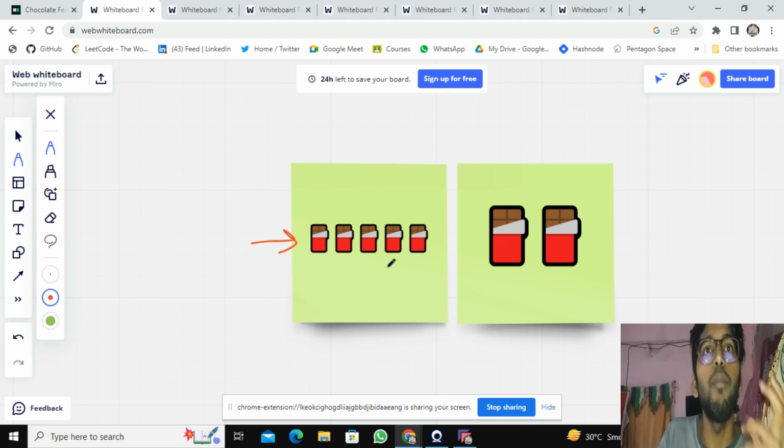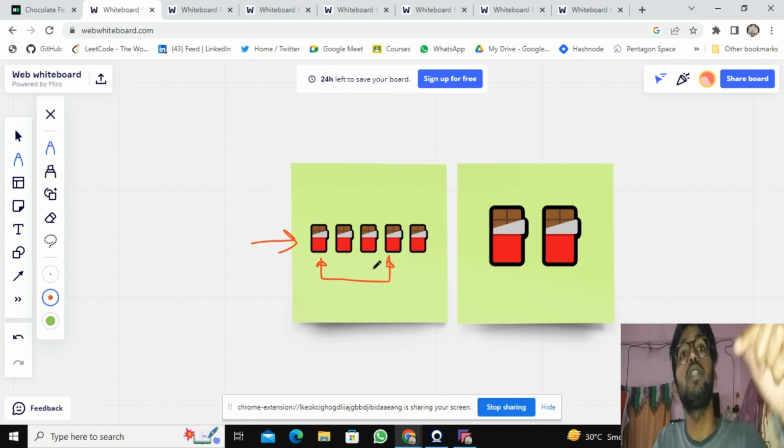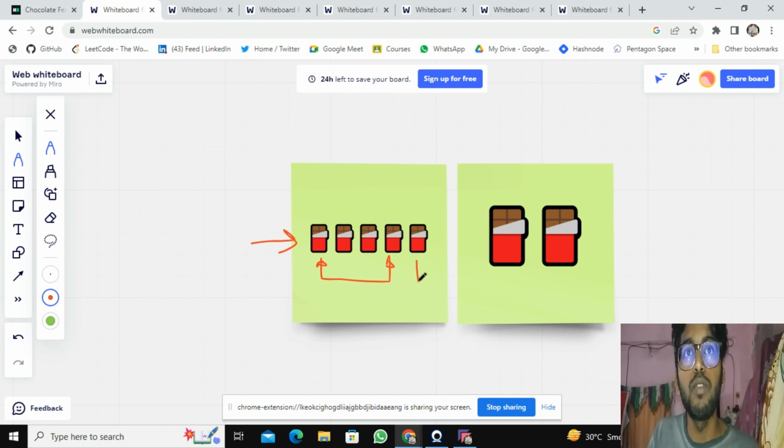Now how many wrappers do I have? These four wrappers I don't have, because I have given them back to Penny Auntie. Now I have this one wrapper, and the two wrappers of these two chocolates. In total, I have three wrappers.